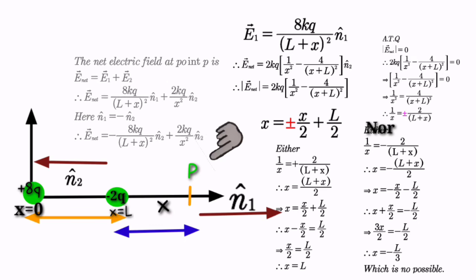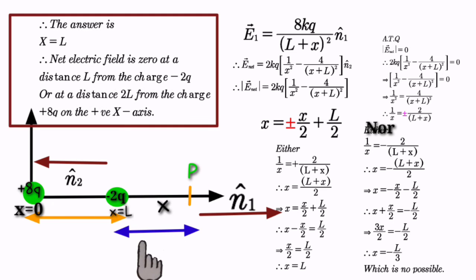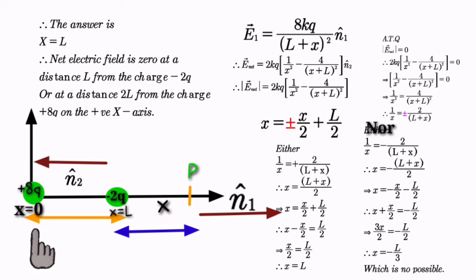Therefore, the net field will be 0 at a distance L from the charge minus 2q or at a distance 2L from the charge plus 8q, or from x is equal to 0, that is from the origin.